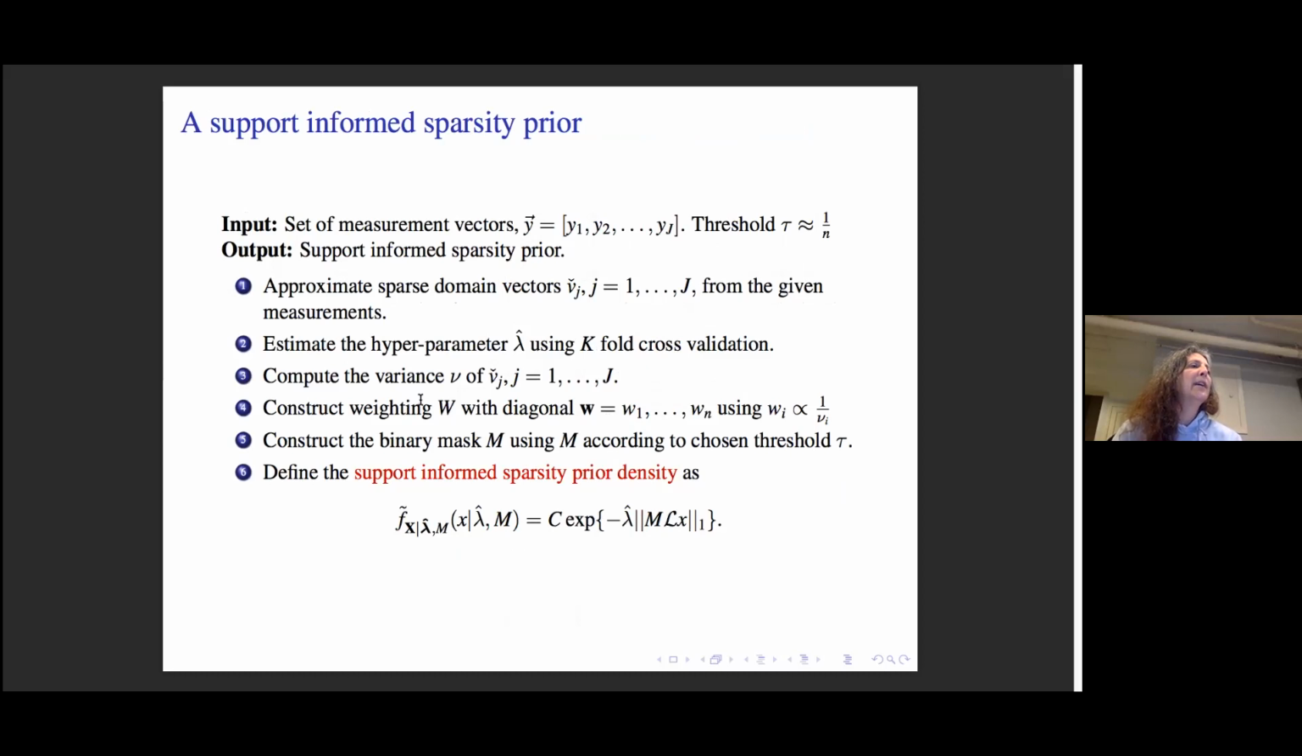So you find this weighting matrix, if you will, using the variance, and then you make a mask according to it. So it's 0 wherever there's support, and it's non-zero wherever there's no support.